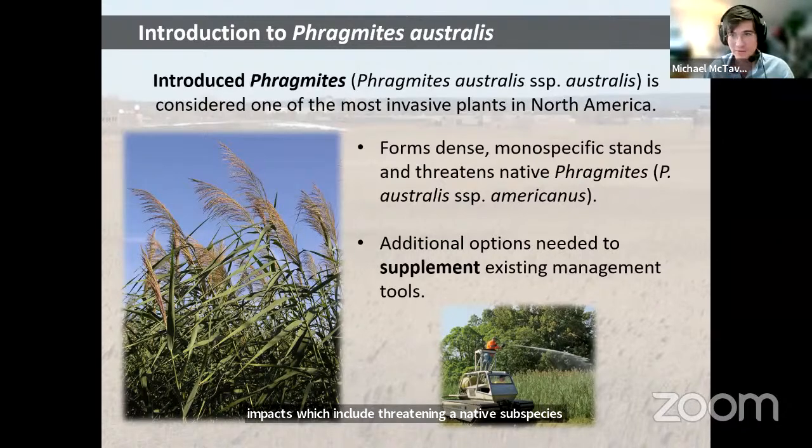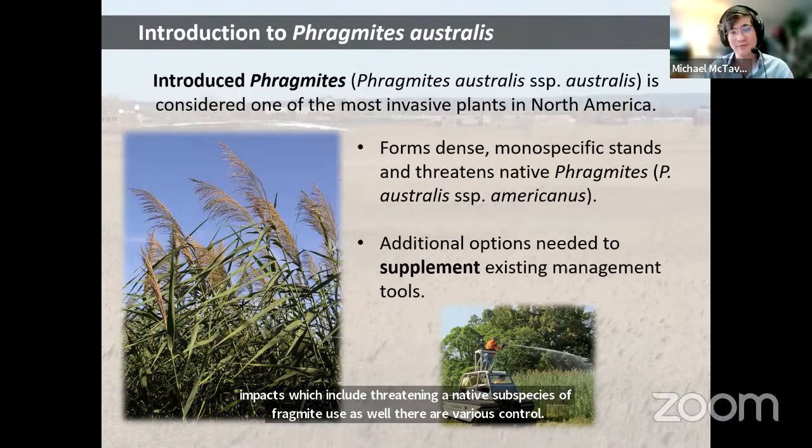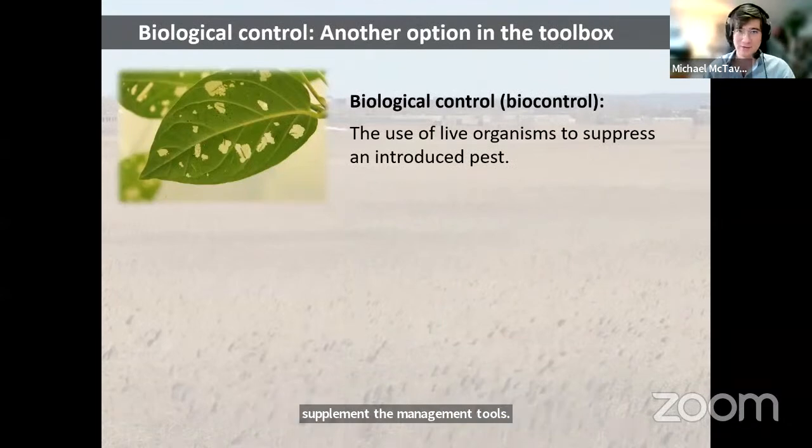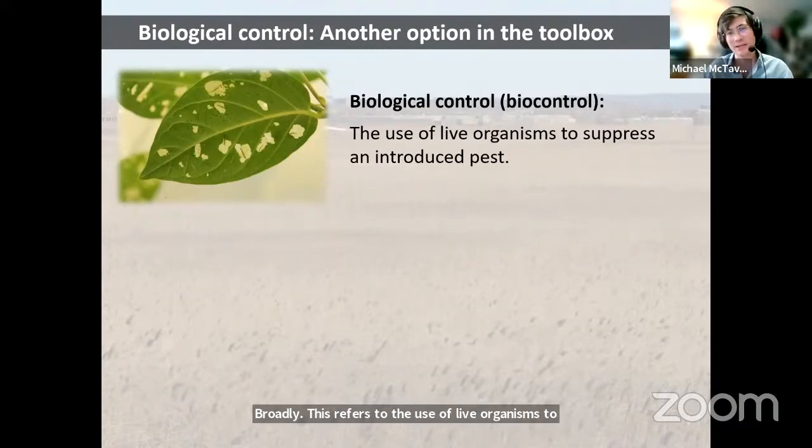There are various control options that are available for Phragmites, but these can vary in efficacy and efficiency in different contexts. And so there is always a need for additional options to supplement the management tools that we already have. And the tool that we are offering here is biological control or biocontrol. Broadly, this refers to the use of live organisms to suppress an introduced pest.